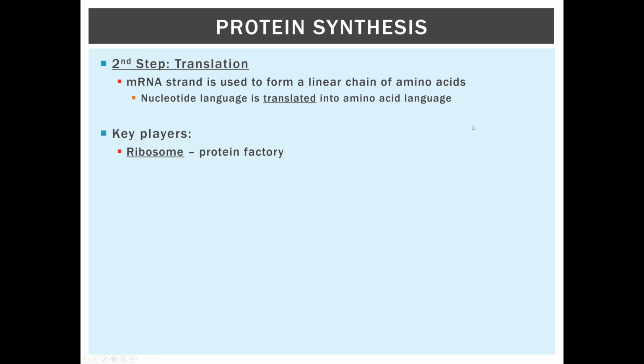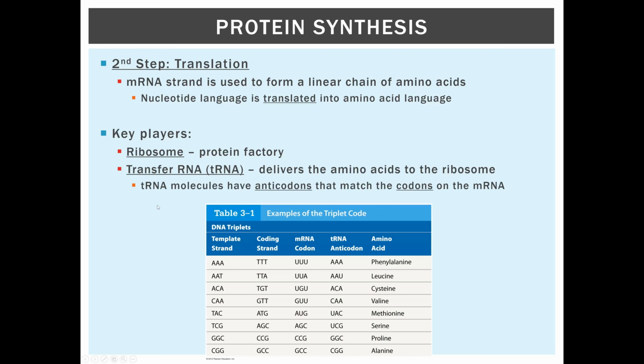The key players here are the ribosome, which we've already mentioned are the protein factories of the cell. And we've already talked about transfer tRNA in chapter 2. This is the RNA that delivers amino acids to the ribosome. And tRNA molecules have anticodons that match the codons on the mRNA. So we already mentioned how the genes are broken into triplets called codons. Those get copied into the mRNA, and then the tRNA can have matching ones that allows them to build the correct amino acids into the protein.